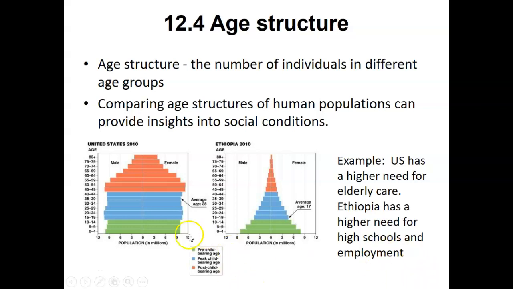The figure here shows the age structure of the United States and Ethiopia. The United States has a relatively large number of elderly compared to Ethiopia, but Ethiopia has a relatively larger number of young people in comparison to the United States. Therefore, the United States should have a higher need for elderly care. Ethiopia should have a higher need for high schools and employment.